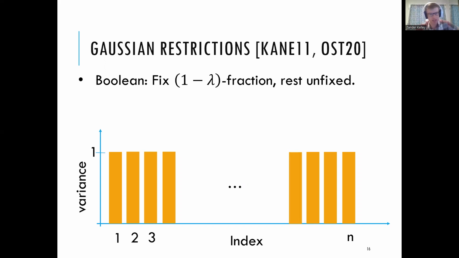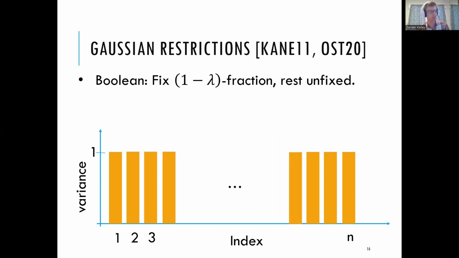So in the Boolean case, what are we doing? We are fixing a 1 minus lambda fraction of the variables and leaving the rest unfixed. And what I want to talk about is, in some vague sense, the variance left over in the inputs.